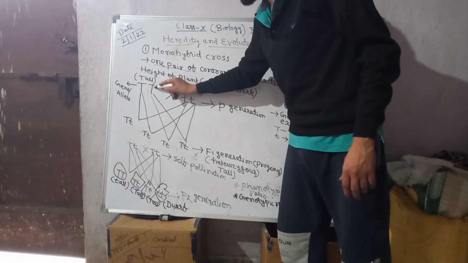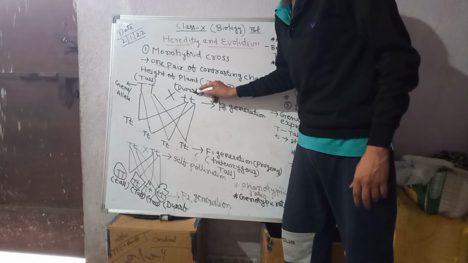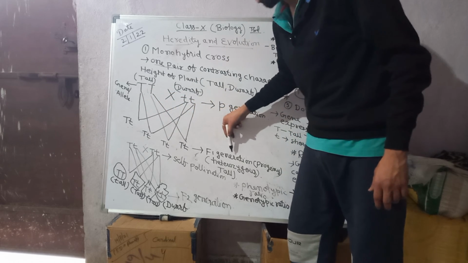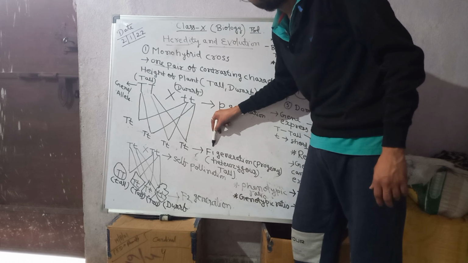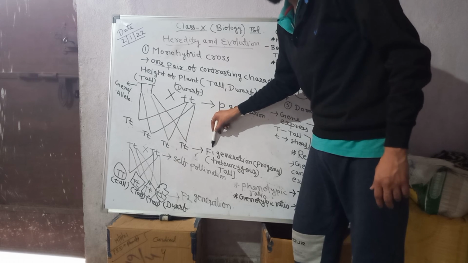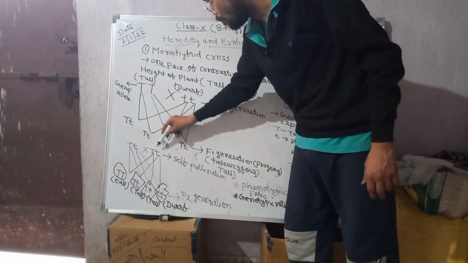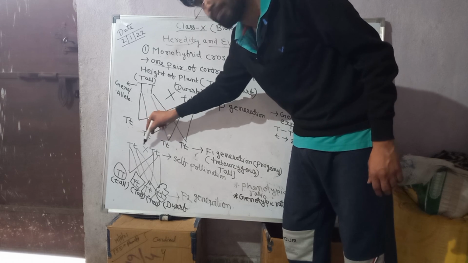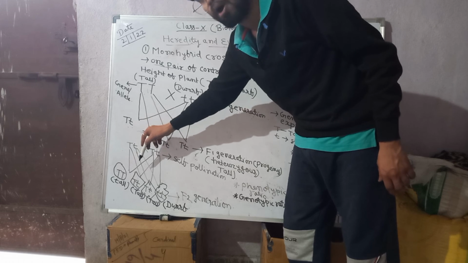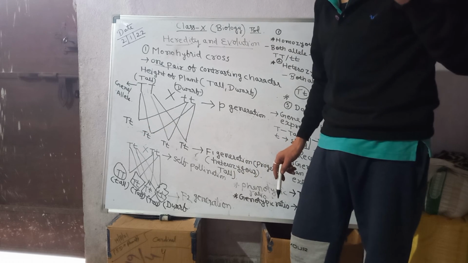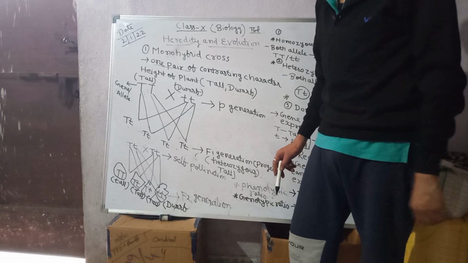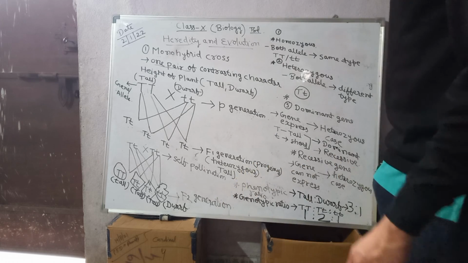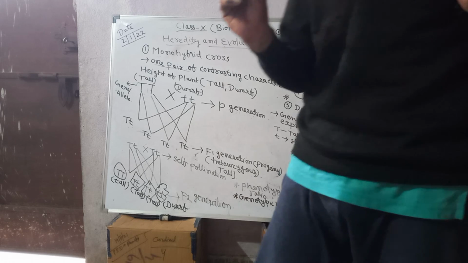When we are doing the cross between the parental generation, then the four heterozygous tall will be obtained in the F1 generation. Now, my dear student, when we are doing the self-pollination between the heterozygous tall of the F1 generation, then we are obtaining two things, that is the phenotypic ratio, 3 is to 1, and the genotypic ratio, 1 is to 2 is to 1. So this is all about the monohybrid cross.